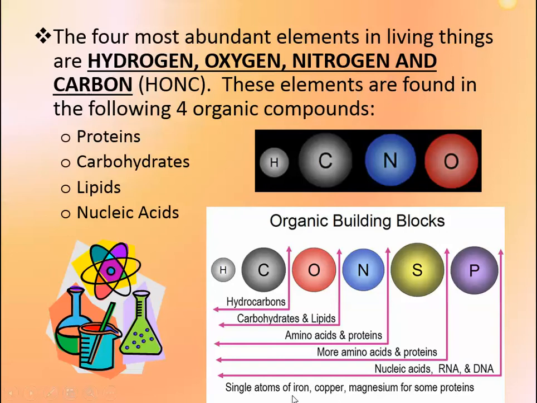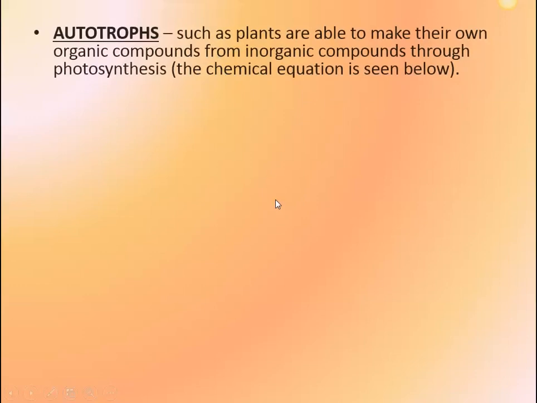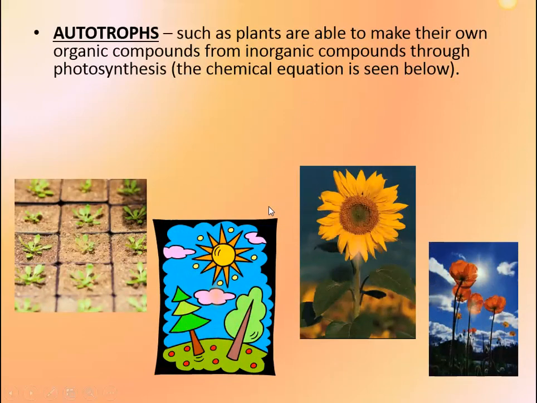Your atoms of iron and copper and magnesium are going to be found in some proteins, but those are more exceptions, so we don't have to worry about them. Your autotrophs. Now, we should know what autotrophs do. They should all be reviewed. Just plants that are able to make their own organic compounds from inorganic compounds.